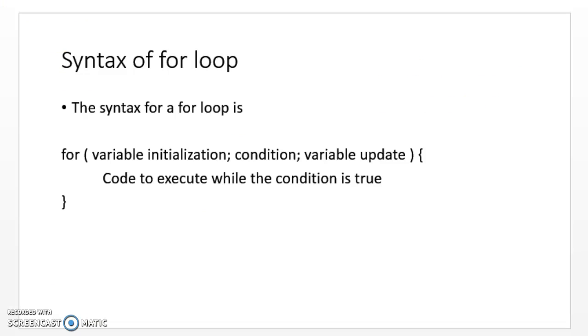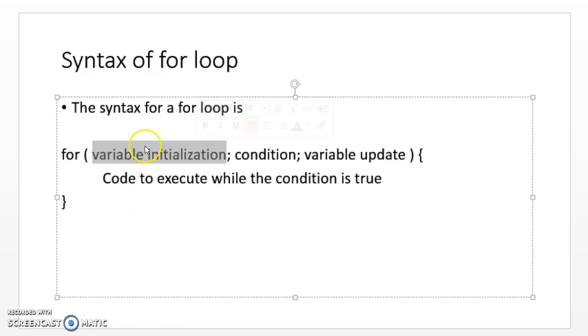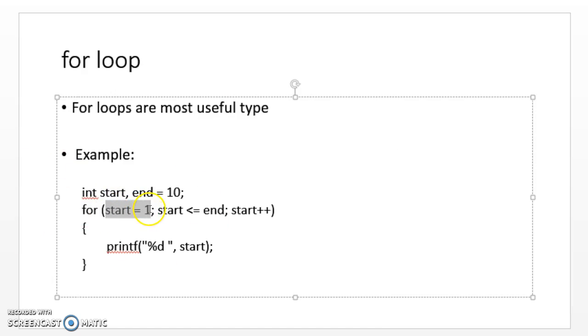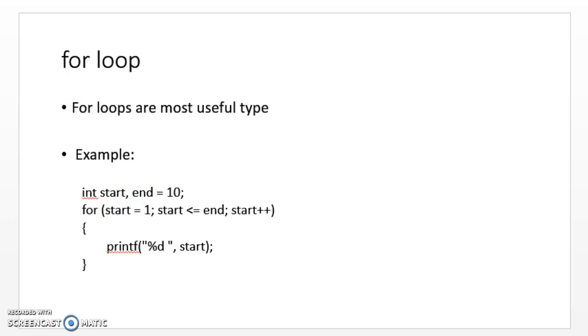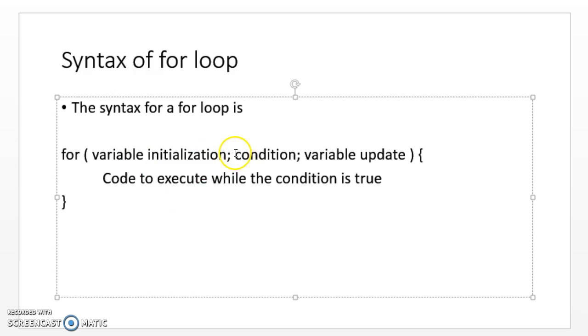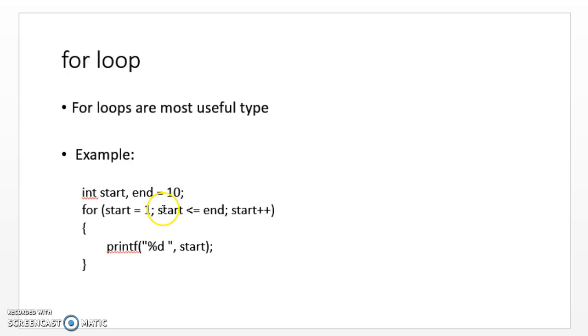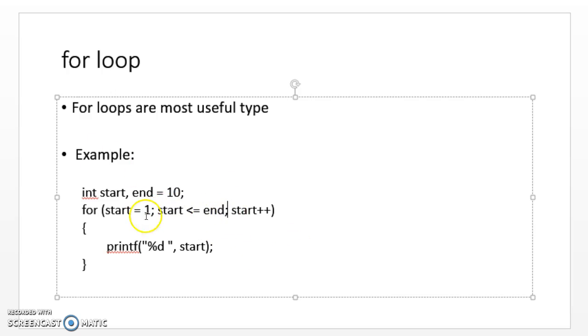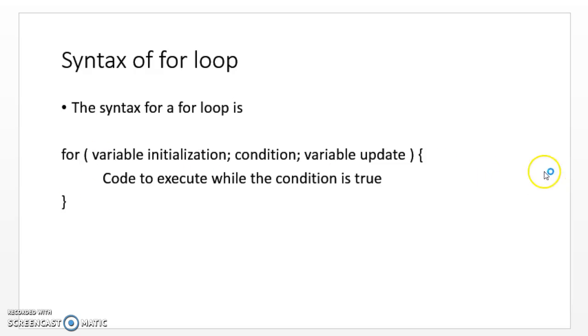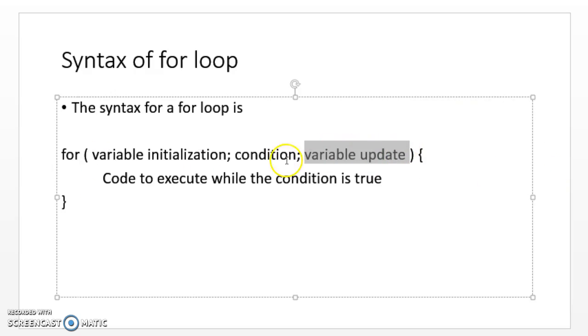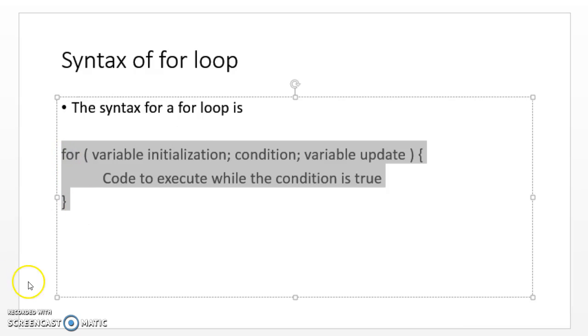So after seeing the previous example, this is the syntax of the for loop. The first step is the variable initialization, as we have seen in the previous example. Start is equal to 1 is the variable initialization. Then the second step is condition checking. Start less than or equal to end is a condition check. And then the third step is variable update. And this is the syntax of a for loop.